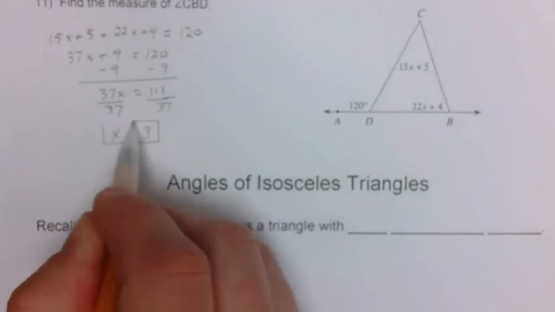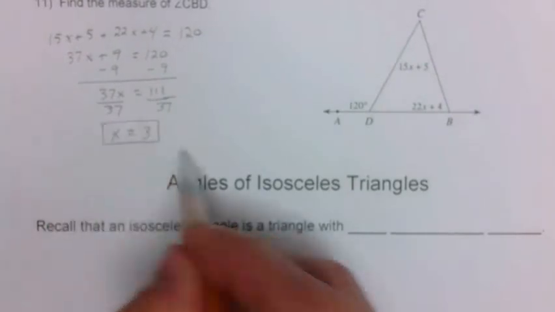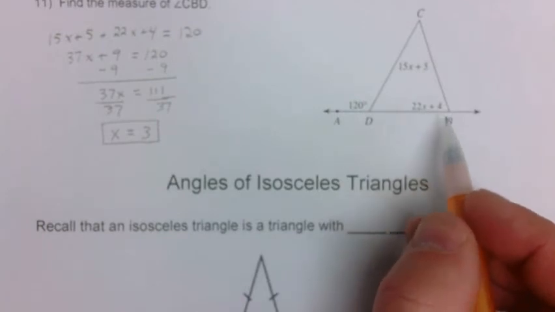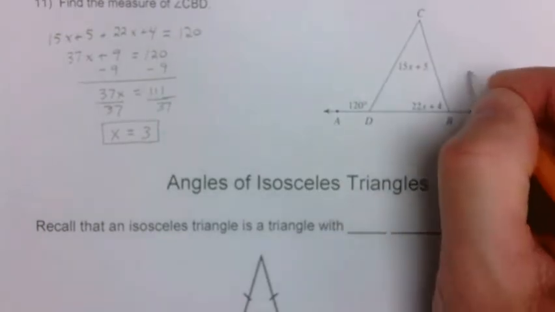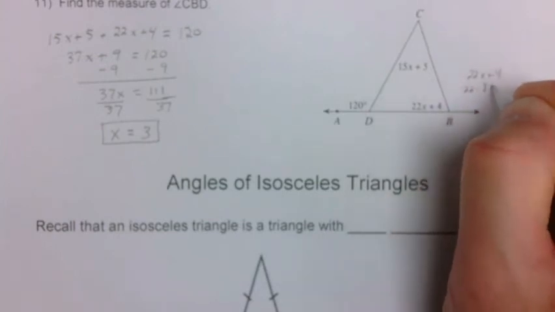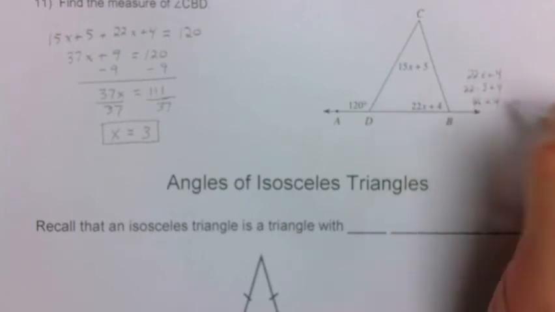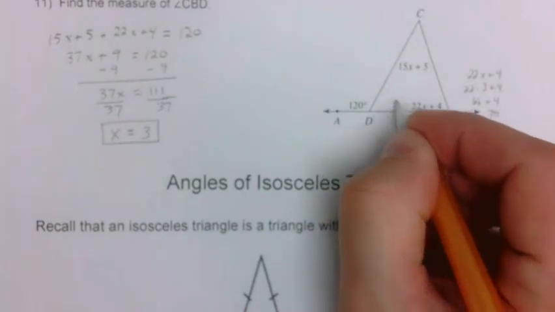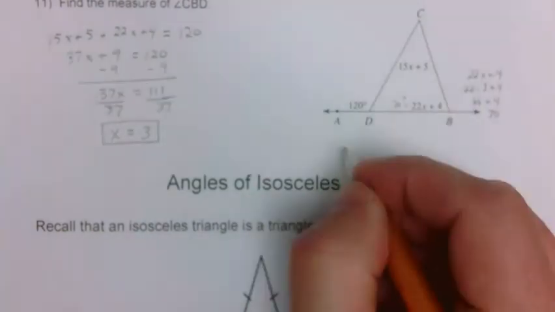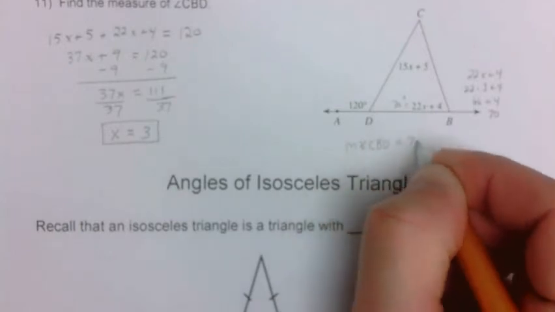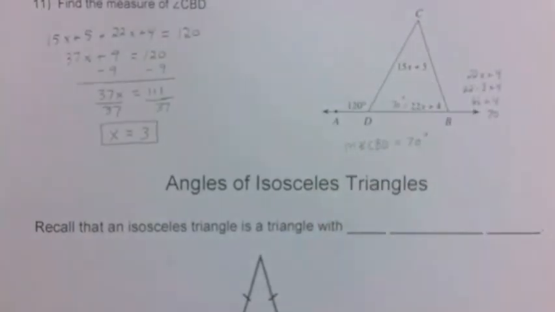So now I know the value of x, which means I can substitute that into this expression to figure out the measure of angle CBD. So if I have 22x plus 4, I'm going to do 22 times 3 plus 4. 22 times 3 is 66. And if you add 4 to 66, you get 70. So this angle must be 70 degrees. The measure of angle CBD equals 70 degrees.